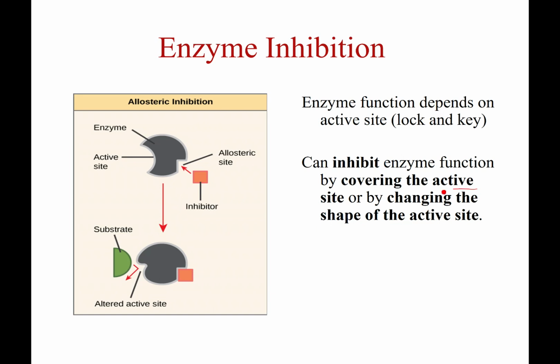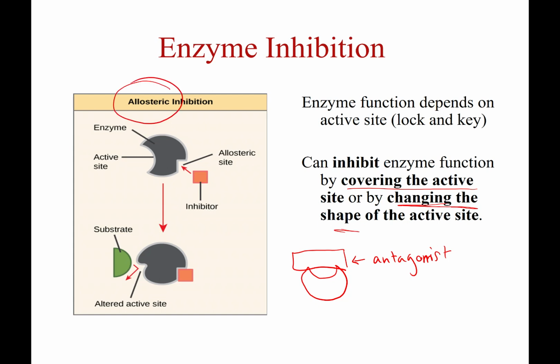When we cover the active site, so let's say we have an enzyme like this, and we cover it up, we call this an antagonist. It's just something that covers up. When we're changing the shape, though, that's what this picture is over here. This is a type of inhibition called allosteric inhibition.